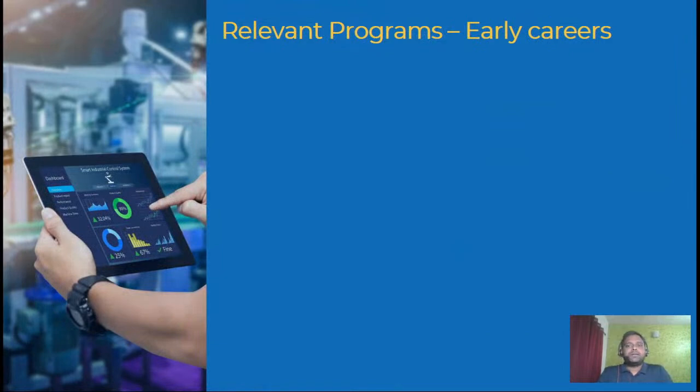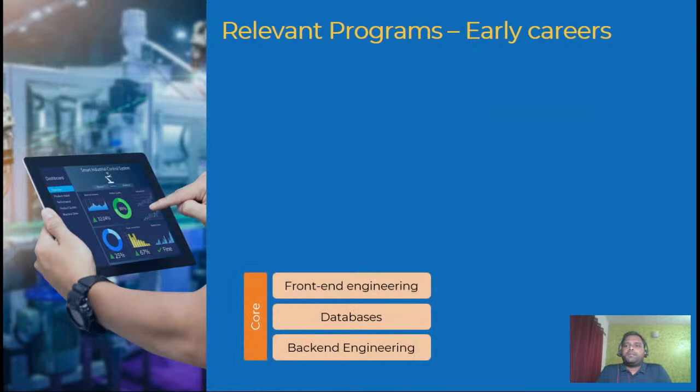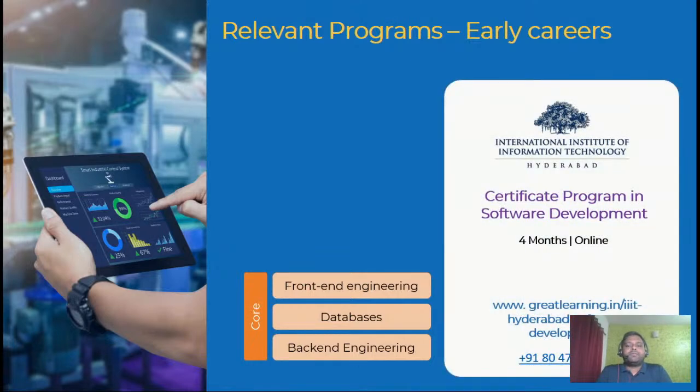Firstly, for someone at an early career stage, looking for entry-level roles such as software developer, full stack developer, or front end developer, the core skills are backend engineering, databases, and front end engineering. For such folks, we have a certificate program in software development from IIIT Hyderabad. This is a 4-month online program. If you're interested to know more, you can check this link and also call this number, and our admissions team will explain more details about this program.